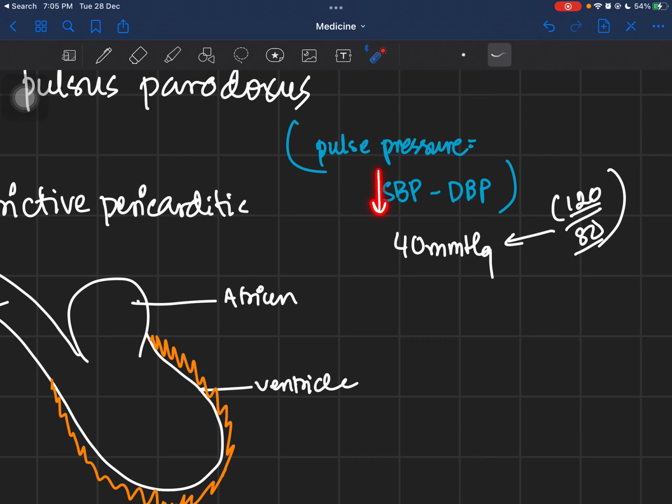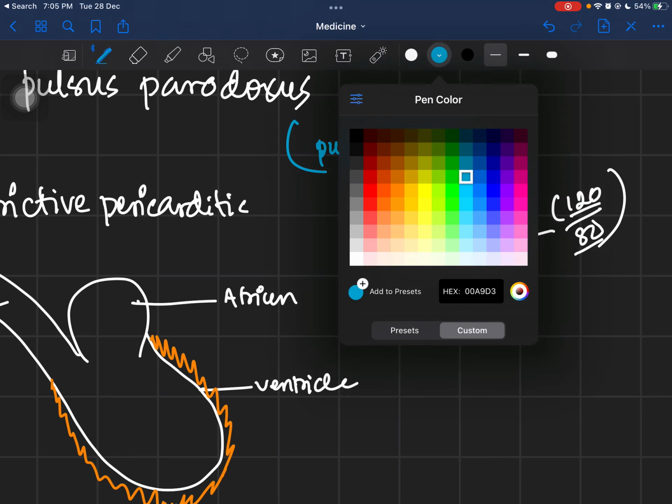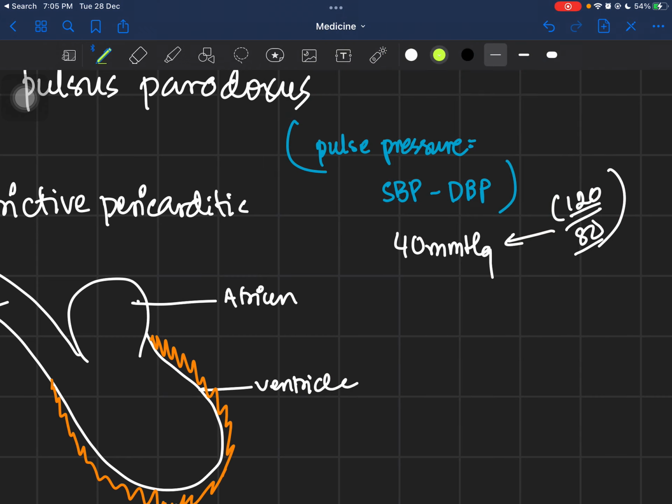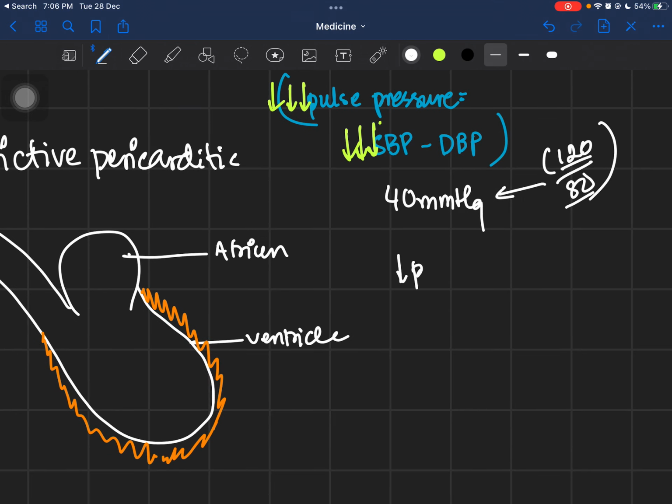But what is happening here is the systolic blood pressure is starting to decrease. As the systolic blood pressure starts to decrease, it will become closer to the diastolic blood pressure. So by the laws of mathematics, if there is a decrease in the systolic blood pressure, obviously the pulse pressure will also decrease. If there is a decrease in the pulse pressure, will you be able to palpate this pulse peripherally? No. You will not be able to palpate this pulse peripherally.